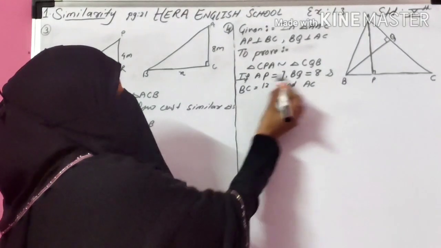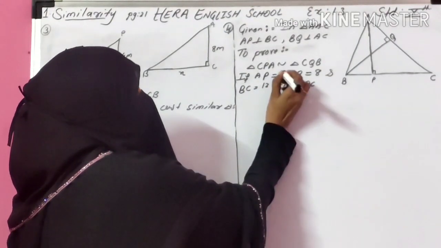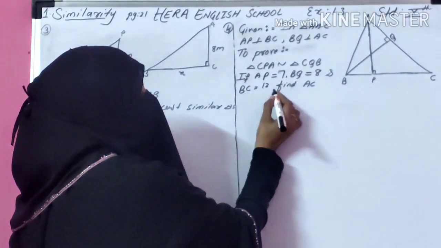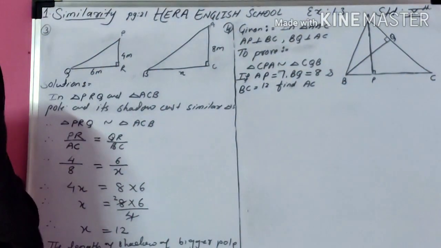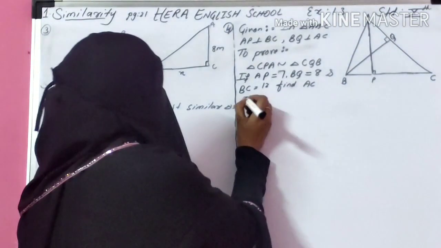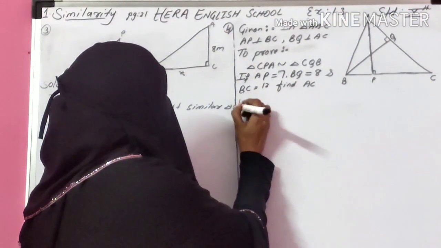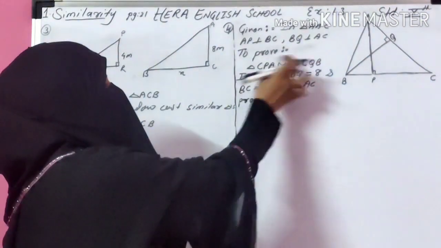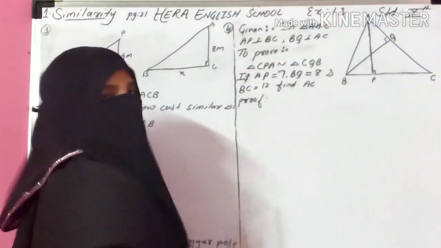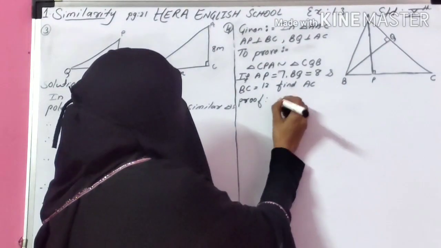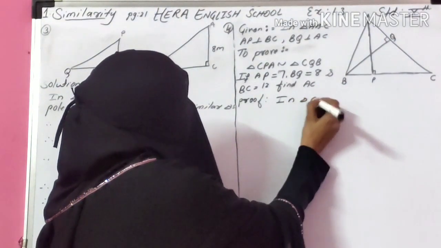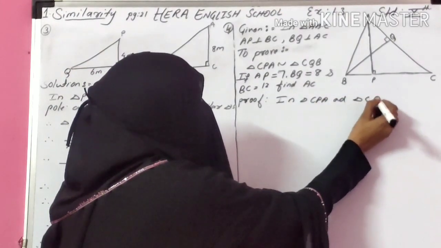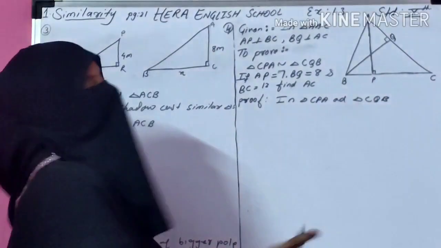Again, one more question: if AP is 7 and BQ is 8, BC is 12, you have to find the value of AC. So now let's start the solution, or you can write proof. Okay. Now these two triangles you have to prove similar, so focus on this triangle. Okay. Now let's start in triangle CPA and triangle CQB.